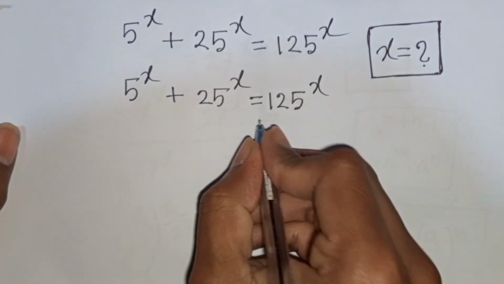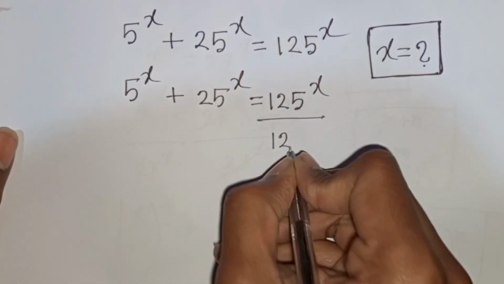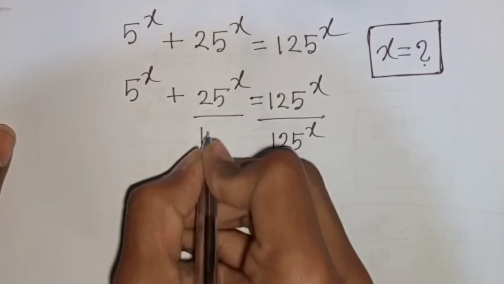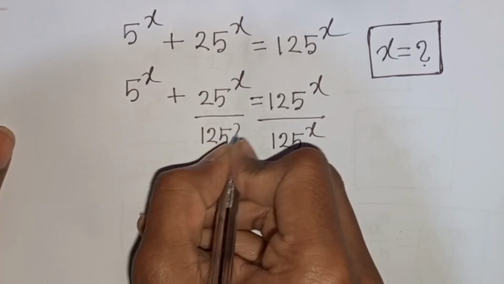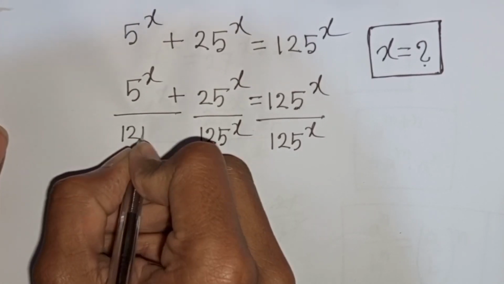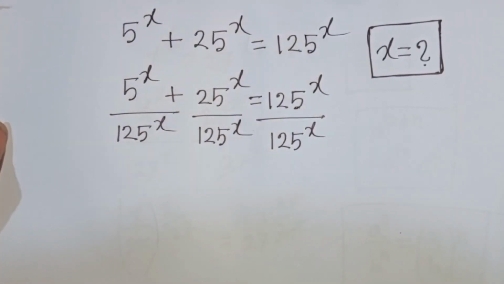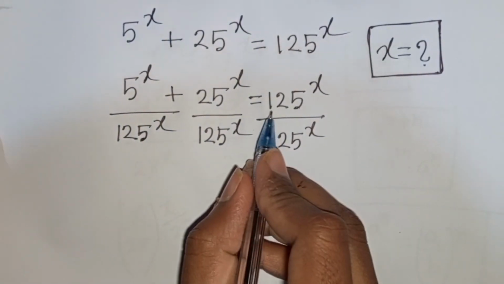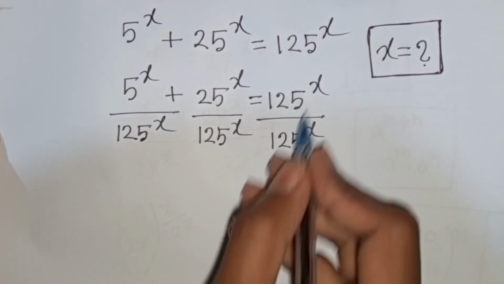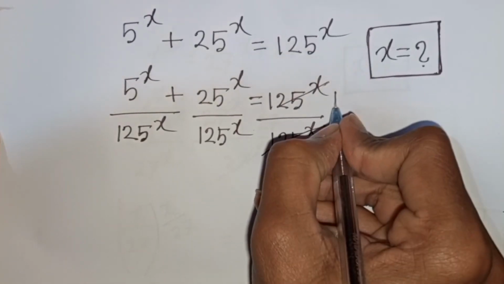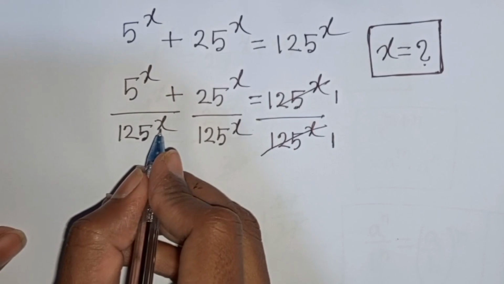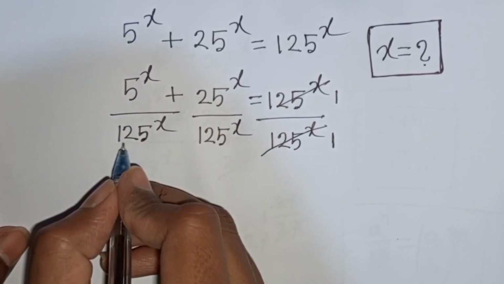So divided by 125 power x. Now we see this 125 power x, this 125 power x will be cancelled. So here on the right side, and here on the left. Now from here we see x is the same power but different base.